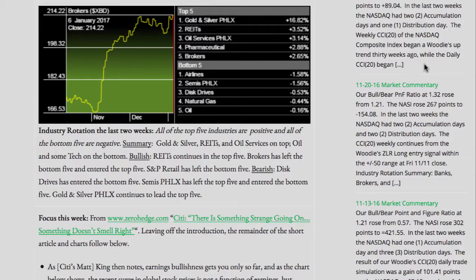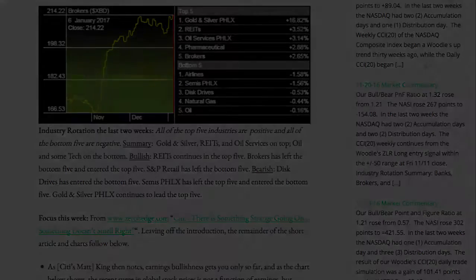Bullish REITs continues in the top 5. Brokers has left the bottom 5 and entered the top 5. S&P Retail has left the bottom 5. Bearish Disk Drives has entered the bottom 5. Semis has left the top 5 and entered the bottom 5. Gold and silver continues to lead the top 5.